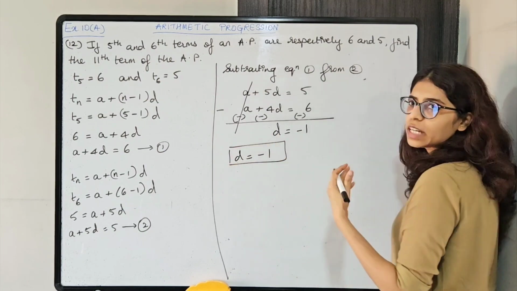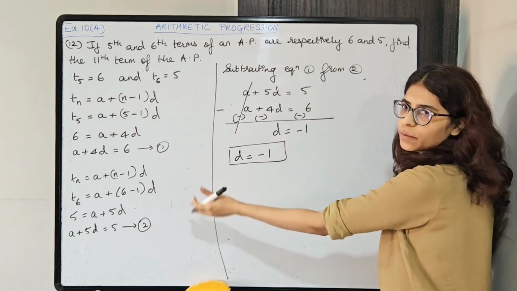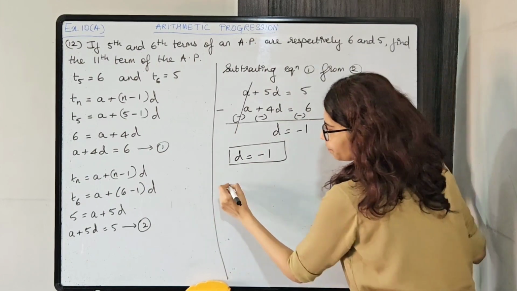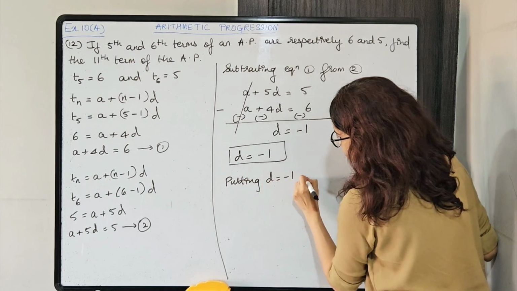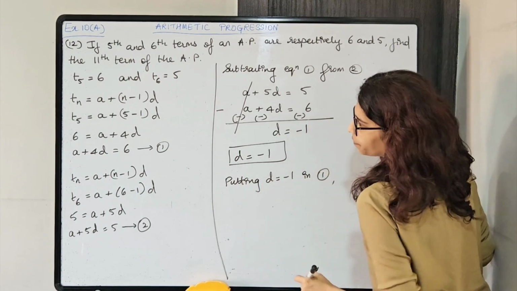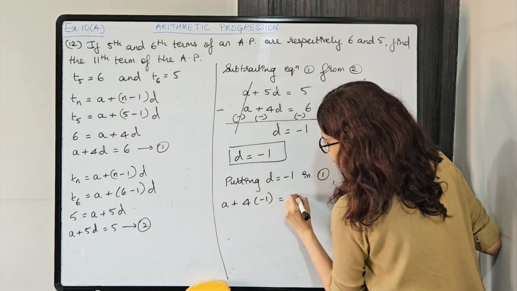We need to find out a as well. Okay, so put the value of d in either of the two equations and find out a ka value. So putting d equal to minus 1 in 1. So a plus 4 into minus 1 is equal to 6.